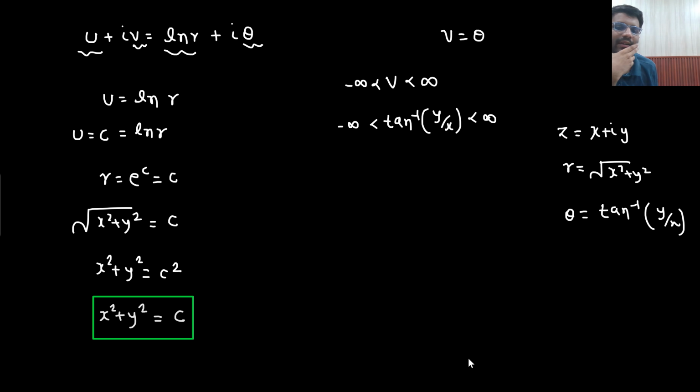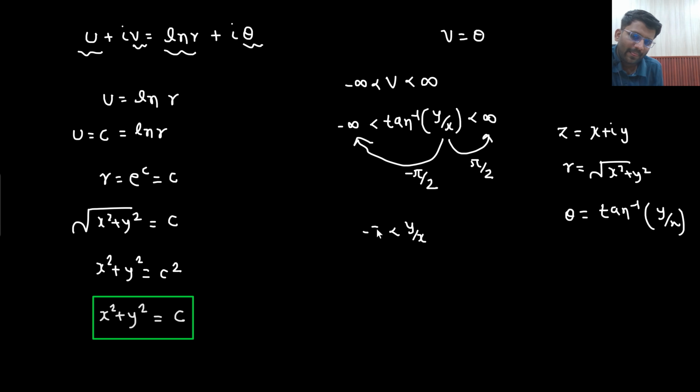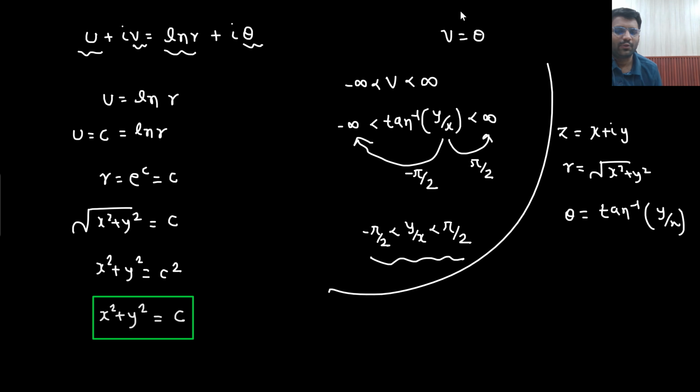So what conclusion can you make? You will get infinity at pi by 2 and minus infinity at minus pi by 2. Yes or no? What is tan pi by 2? Tan pi by 2 is infinity only. That means y by x is going from minus pi by 2 to pi by 2. So we cannot make any conclusion from here. It is irrelevant information. It doesn't make any sense. Irrelevant information, so it is of no use here.